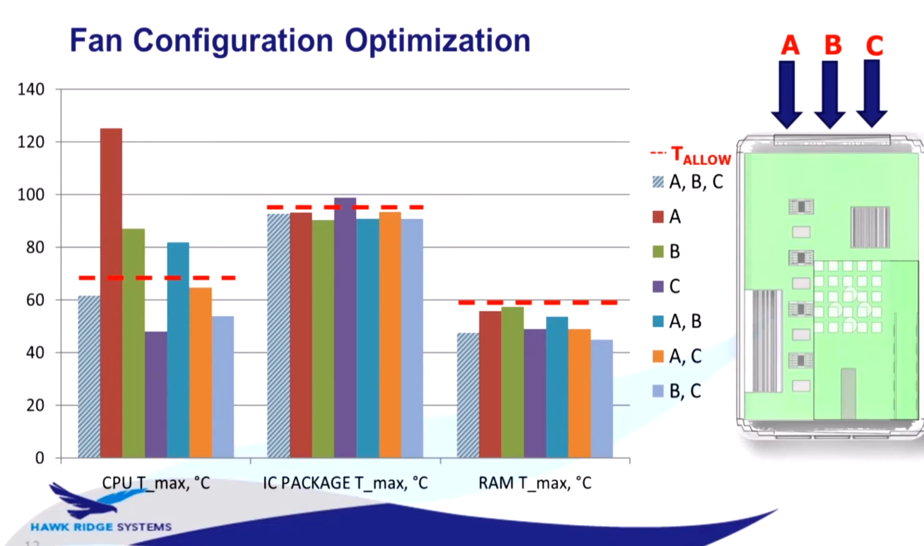So again, we can figure out pretty quickly which of these scenarios is the best one, which one actually meets our requirements, and which one doesn't. So it looks like we should be able to get away with just 2 fans. For example, the orange one there is A and C, so just 1 fan on each end, or 1 fan on each side.